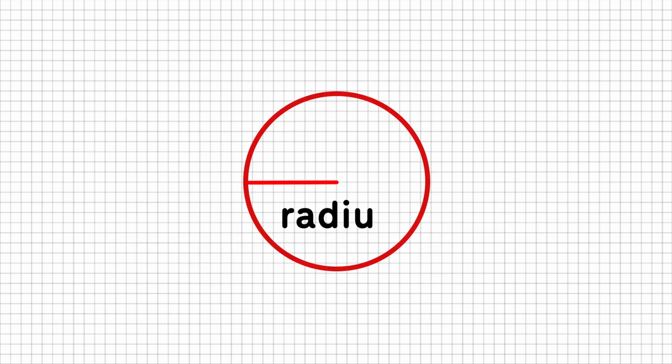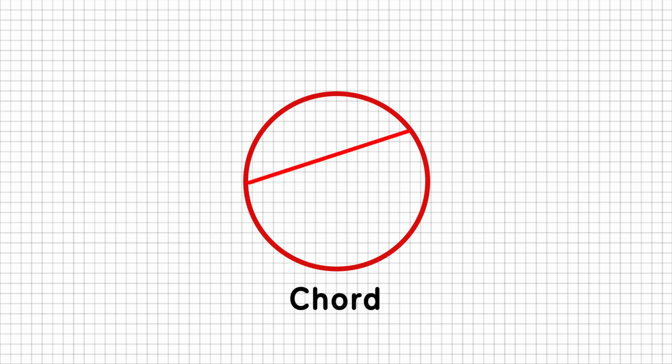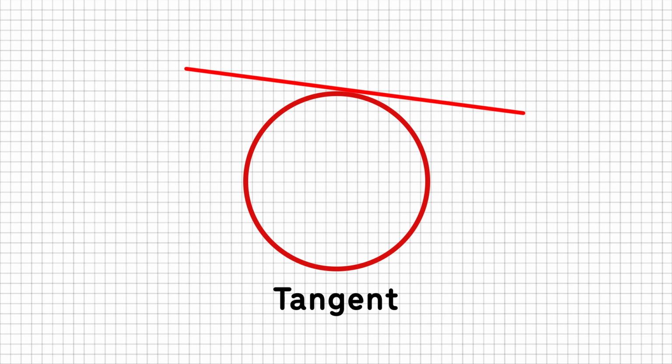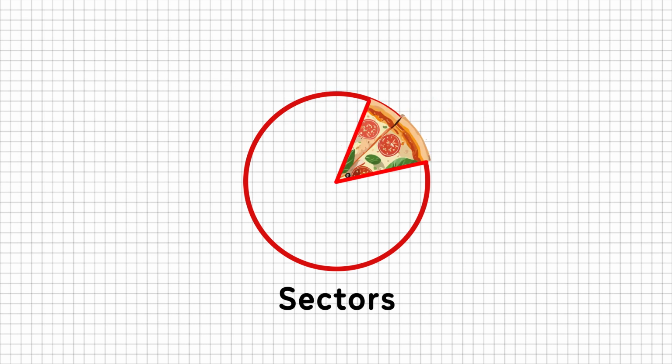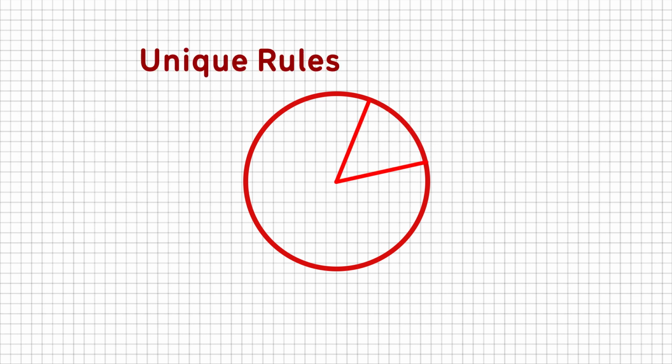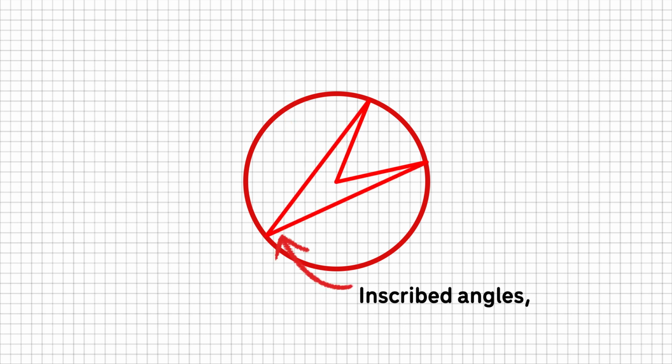A circle has more than just radius and diameter. You can create a chord by moving around the diameter from the center, a secant by extending it outside the circle, and a tangent by touching the circle at one point. Adding two lines creates sectors or pizza slices with their own lines and angles. Circles also have unique rules such as central angles formed by two radii at the center and inscribed angles, which are half the size of the central angle formed at the edge when subtended by the same arc.